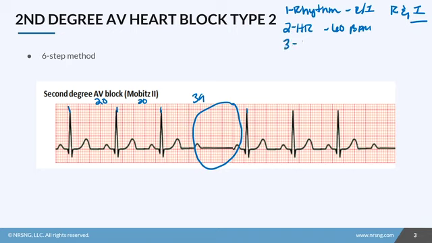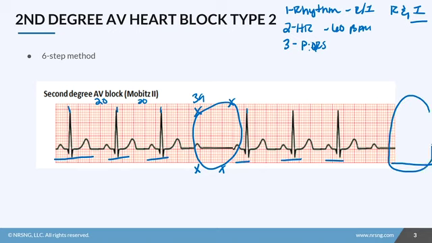In step number 3, we have to do the P to QRS ratio. Do we have one P wave followed by one QRS? And we do. If you look at this, every P has a QRS behind it, except right here where we drop a QRS. If you were to see the remaining part of this strip here, we would also drop a QRS. So the P to QRS ratio is 1:1, but it varies when a QRS is dropped.